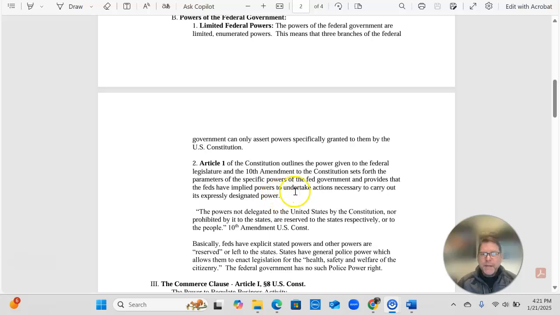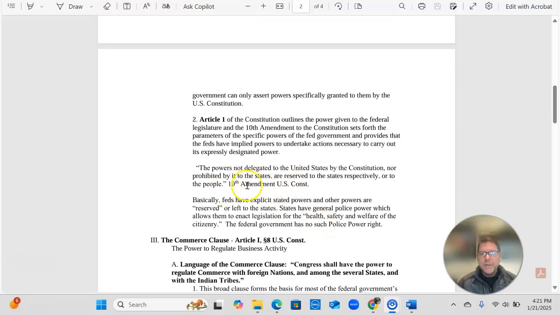More specifically, the 10th Amendment to the U.S. Constitution set forth parameters that said all those powers that are not expressly designated to the federal government are left to the states. Here's the language of the 10th Amendment: powers not delegated to the United States by the Constitution, nor prohibited by it to the states, are reserved to the states respectively, or to the people.